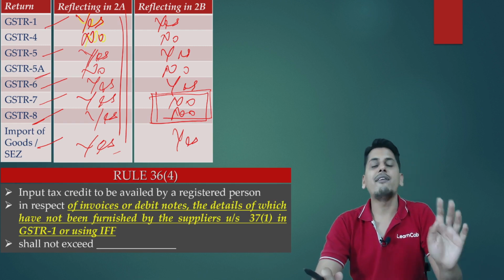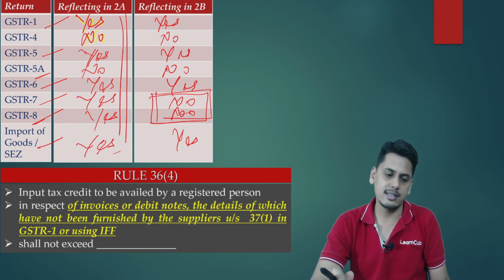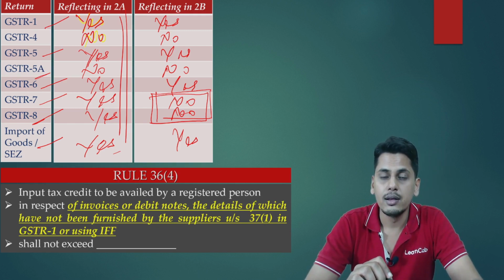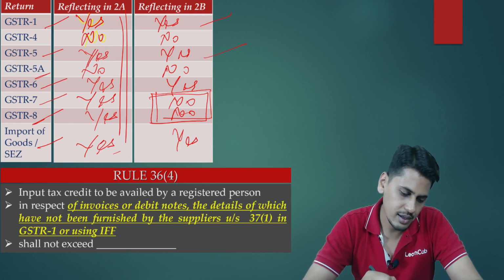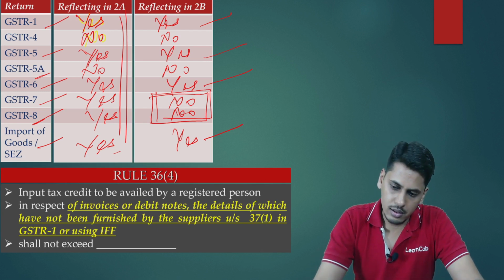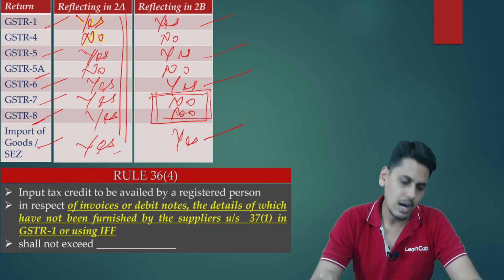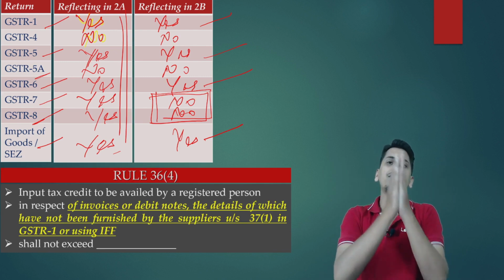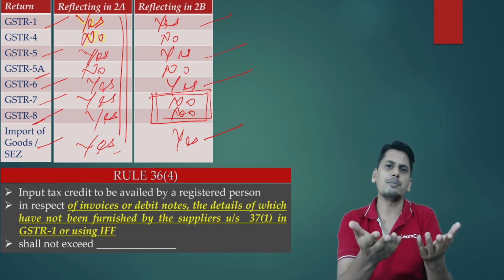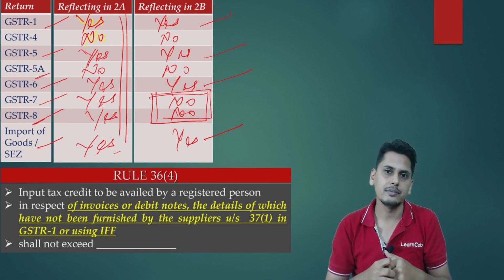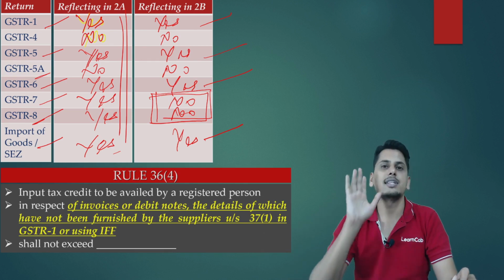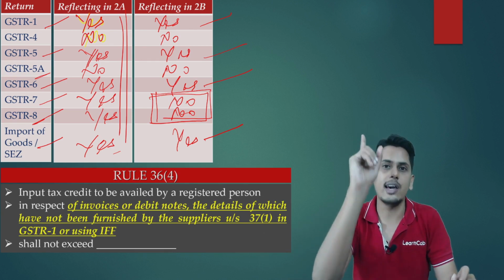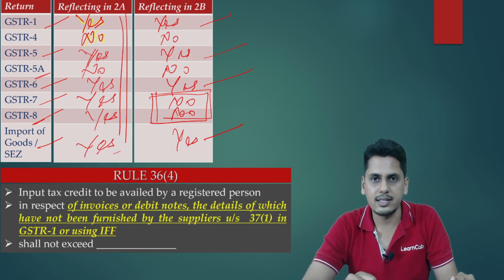Now friends, having discussed this, we get to know the source of GSTR-2B is GSTR-1, GSTR-5, GSTR-6, and import of goods and special economic zone. Now friends, please tell me, let's suppose a particular invoice, the source of which is GSTR-1, which means it is a supplier who is a regular taxable person who files GSTR-1, is not reflecting in GSTR-2B. Can I take input tax credit?